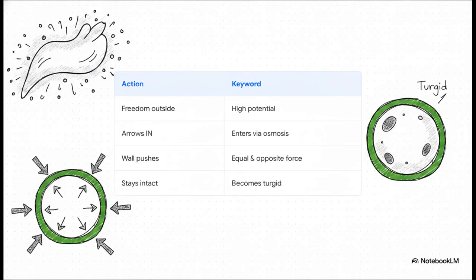We're going to explicitly map the visual vectors we just learned directly to your exam keywords. When you visualize that high freedom outside the cell, you have to write high water potential. When you picture those water arrows pointing in, write enters via osmosis. For that thick boundary marker pushing back, you absolutely need to write rigid cell wall exerts an equal and opposite force. And finally, for the cell staying intact, use the magic exam keyword becomes turgid. Connecting the visual concept to this specific vocabulary is exactly how you ace this.